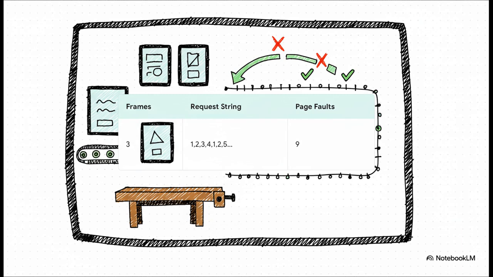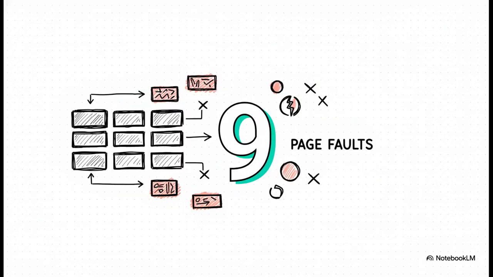All right, let's put it to the test. We're going to take a new sequence of page requests and run it on a system with a 3-frame workbench. We'll apply that same simple FIFO logic we just talked about. And when it's all said and done, we count them up. So for this specific job, a 3-frame workbench gets us 9 page faults. Not amazing, but okay. That's our number to beat.